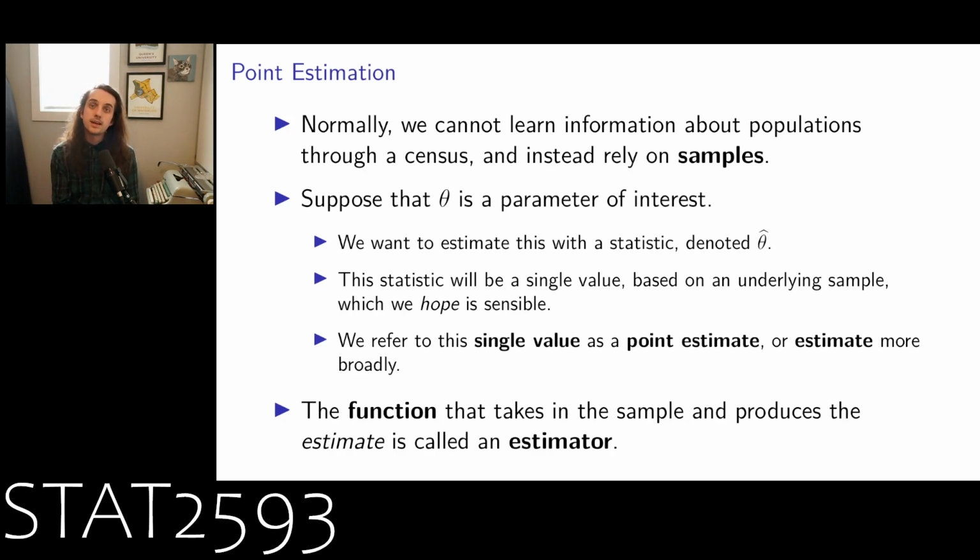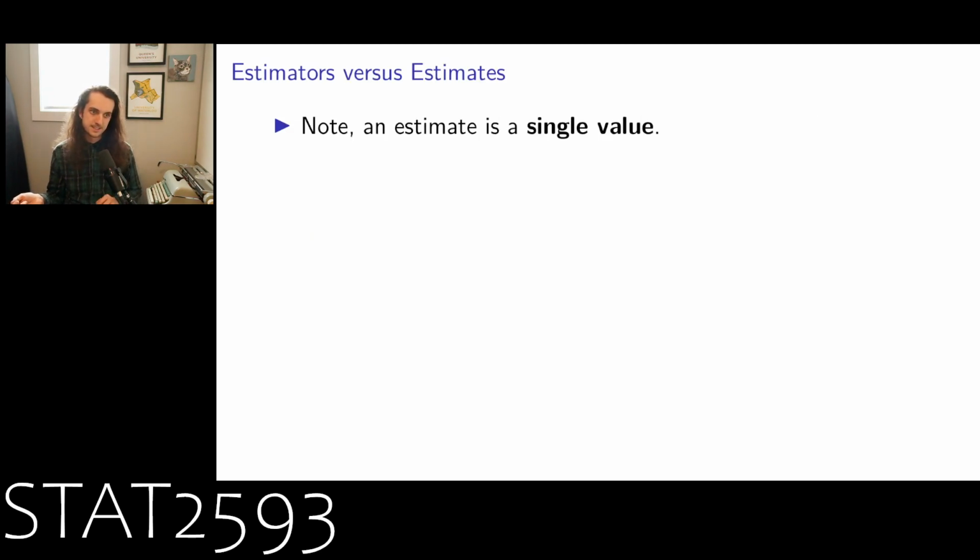And when we're talking about that function, and we're not talking about a specific value that that function outputs, we're going to call that an estimator. Okay, so the estimator is the underlying function. When we actually plug data into the estimator, it's going to output some single value. We call that single value an estimate. So estimators produce estimates. I really want to emphasize this point because this terminology can get very confusing, but it doesn't need to be.